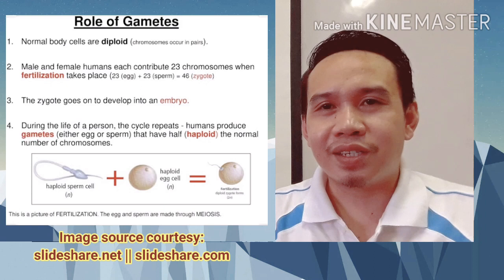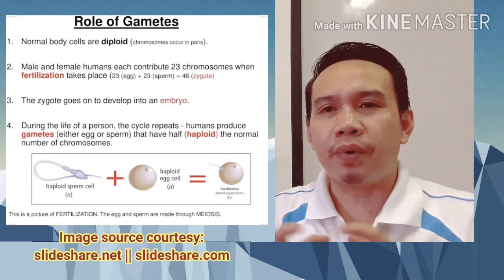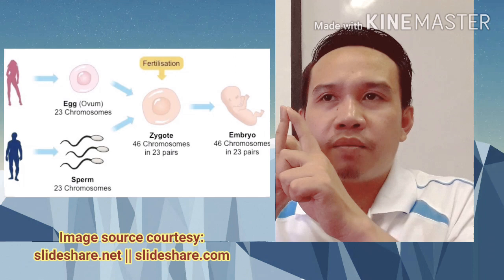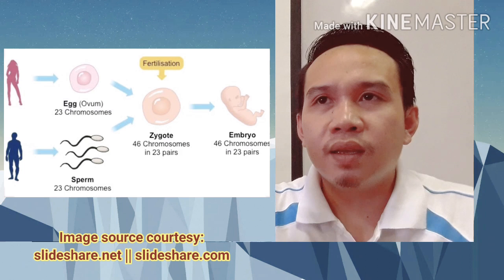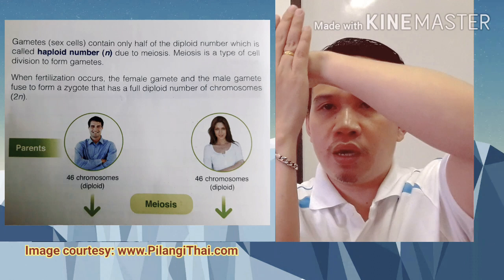Alright guys, what do you think? What are those important gametes that we have mentioned earlier? They are very useful during the process of fertilization. We talk about sex gametes, or male and female gametes, right? Gametes, in other words, are what we call sex cells. They contain only half of the diploid number, which is called the haploid number, represented by N.